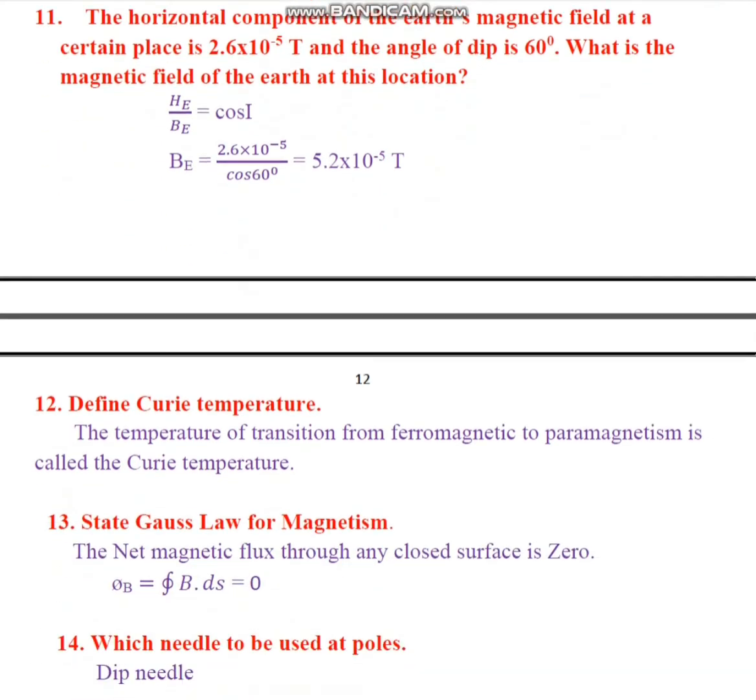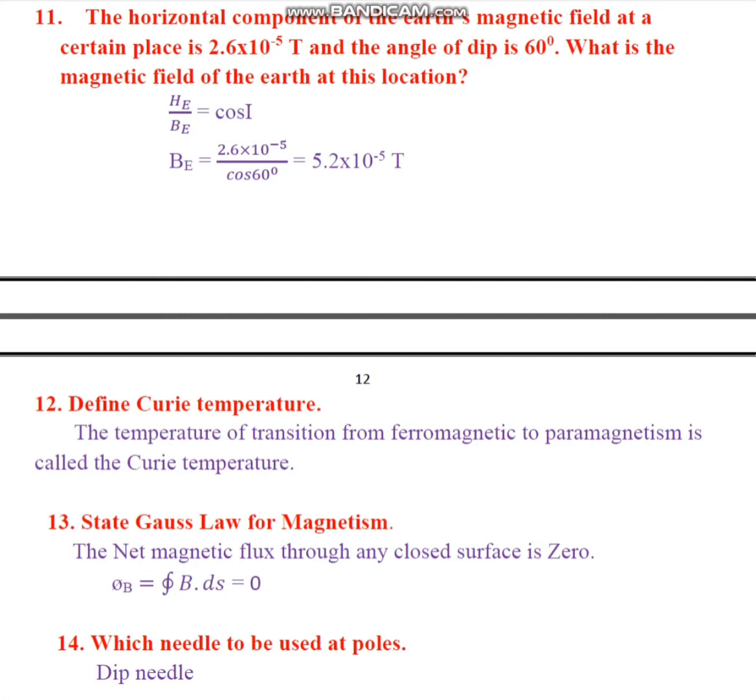And the next problem: the horizontal component of the earth's magnetic field at a certain place is 2.6 into 10 power minus 5 Tesla and the angle of dip is 60 degrees. What is the magnetic field of the earth at this location? The formula is cos I is equal to HE by BE. So B is equal to 2.6 into 10 power minus 5 by cos 60 degrees. That's equal to 5.2 into 10 power minus 5 Tesla.